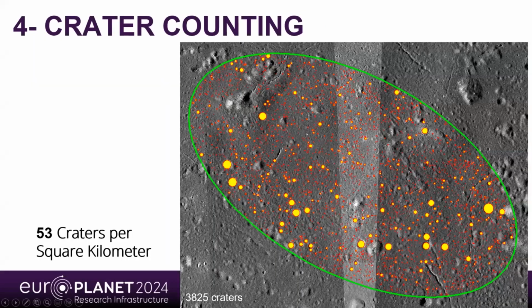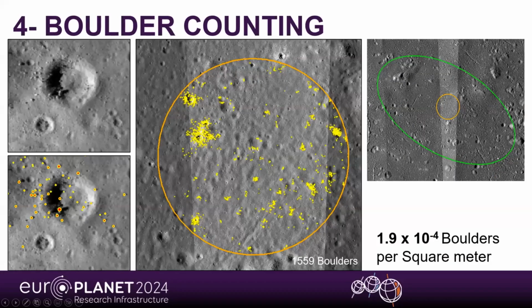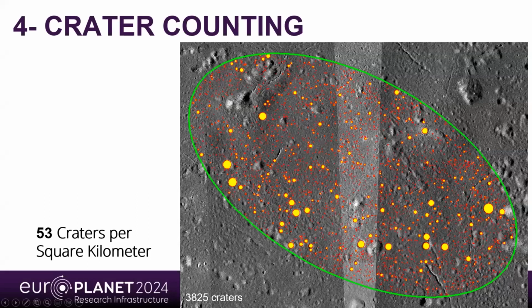Then we did the same with the whole area, but with the craters. We counted all the craters inside the landing ellipses, and we counted about 3,800 craters, more or less, and we calculated that there were 53 craters per square kilometer. So those are the parameters we based the safeness on.